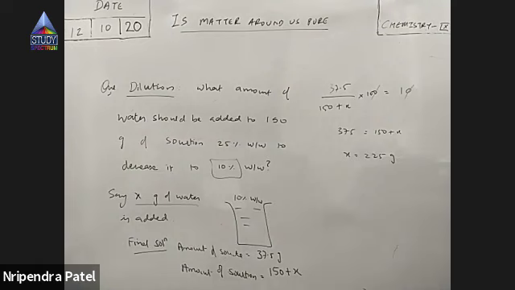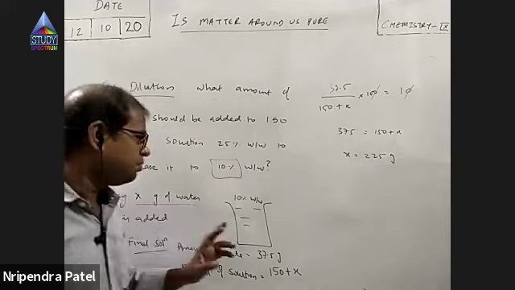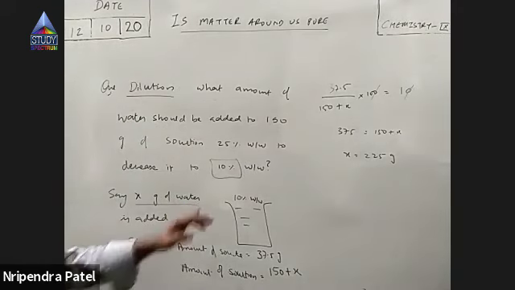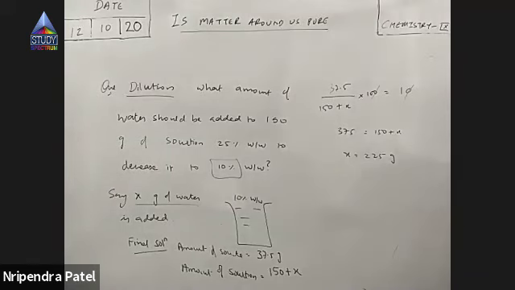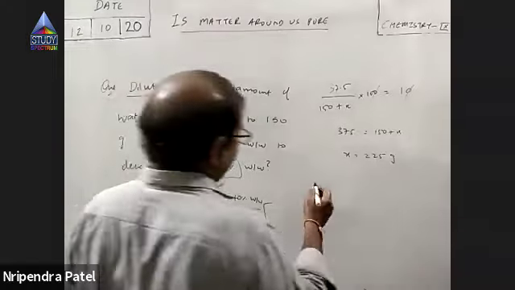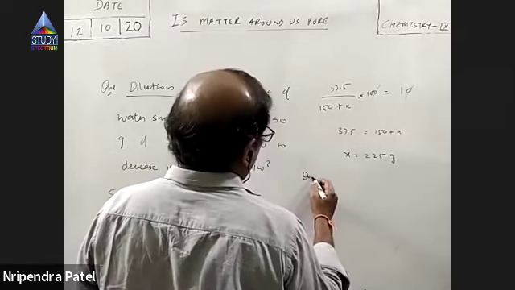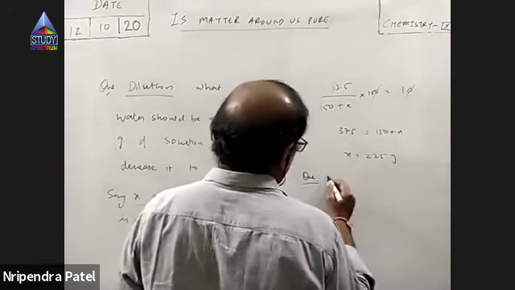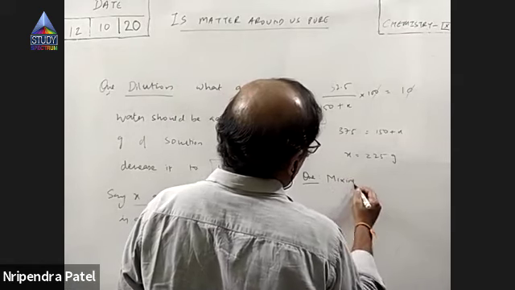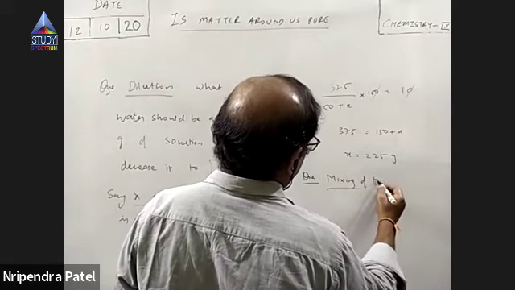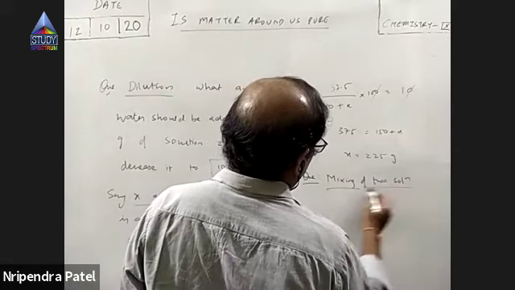So 225 gram water should be added to 150 gram of 25% W by W solution to reduce its concentration to 10% W by W. That's it. Right? Yes, sir. So this is the concept of dilution. One more question, based on mixing of two solutions. See, suppose there are two solutions.